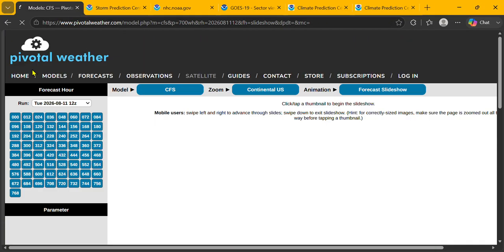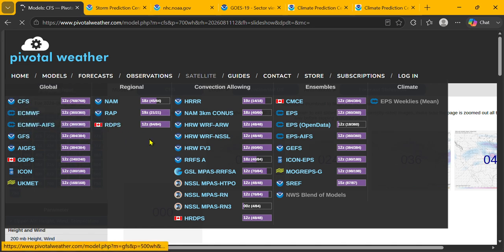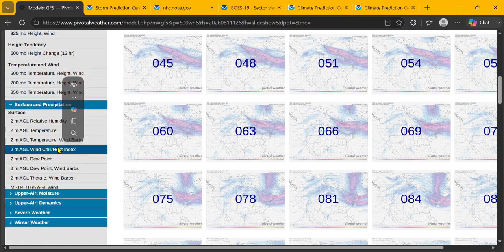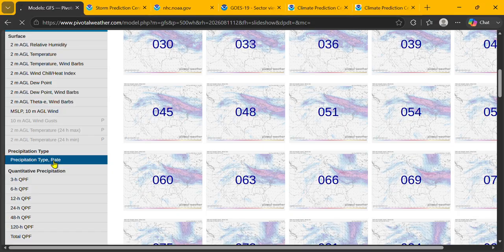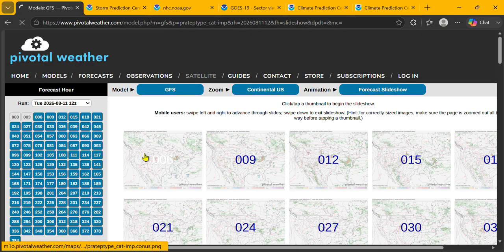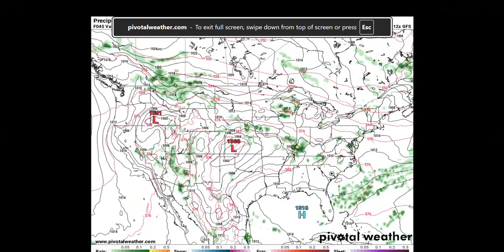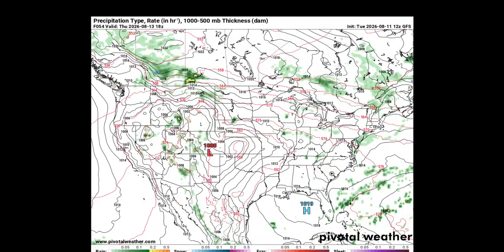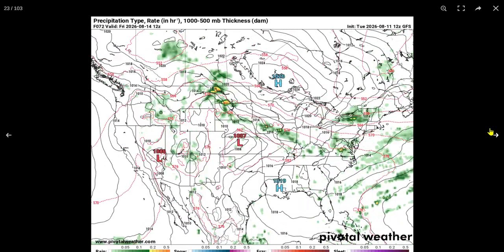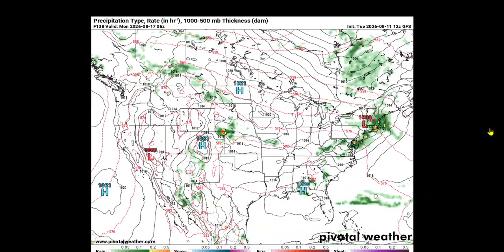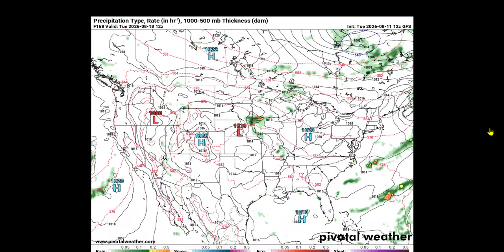Let's take a look at the GFS model. Not the CFS, the GFS. Let's take a look at the surface and precipitation type and rate. So we kind of see really the same thing as the Euro model. Although another interesting thing though is we do see some higher elevation snowfall here for Canada. Let's see. Not really seeing much difference so far. Probably as we get further out, there's going to be a little bit of difference.